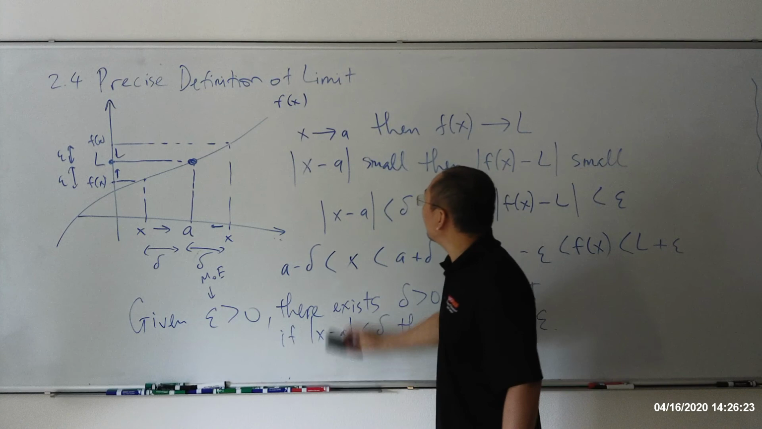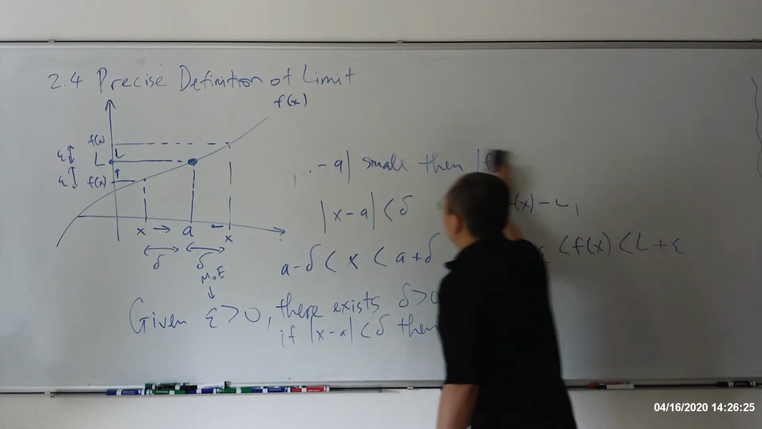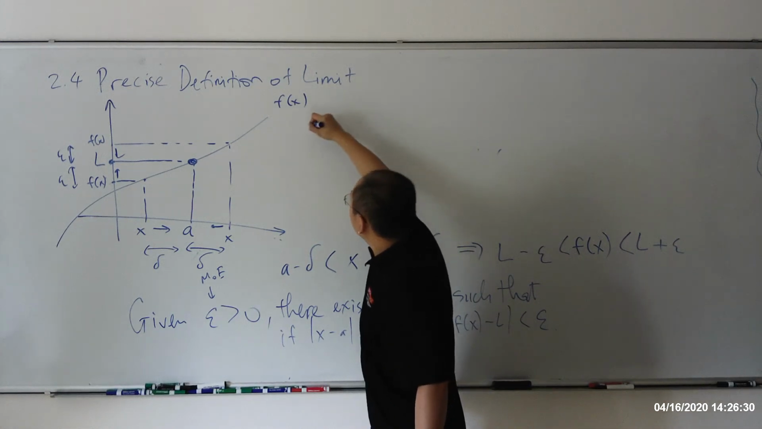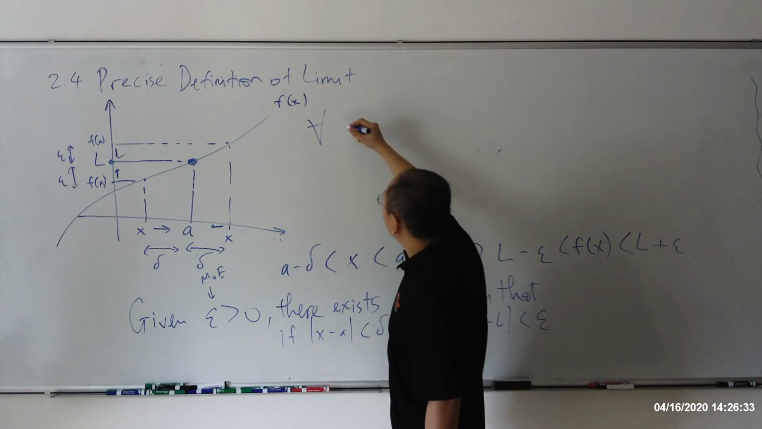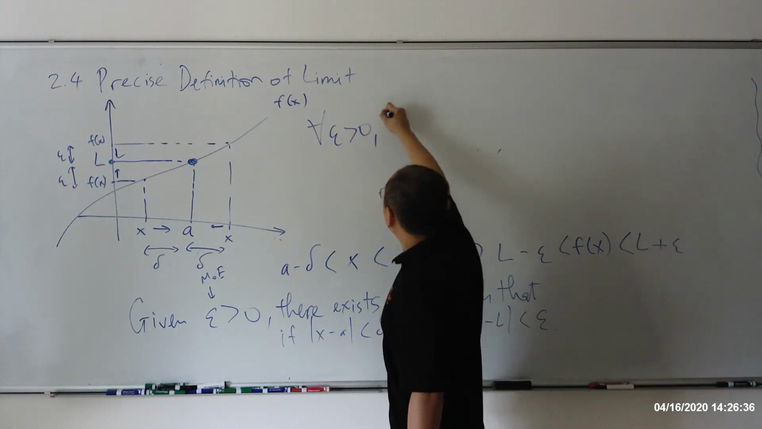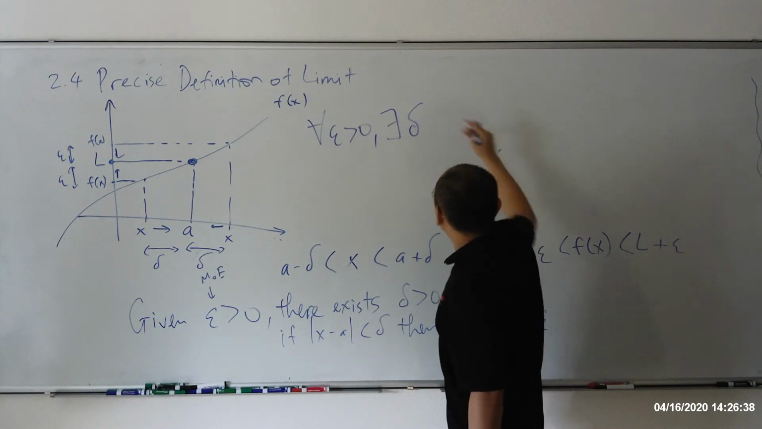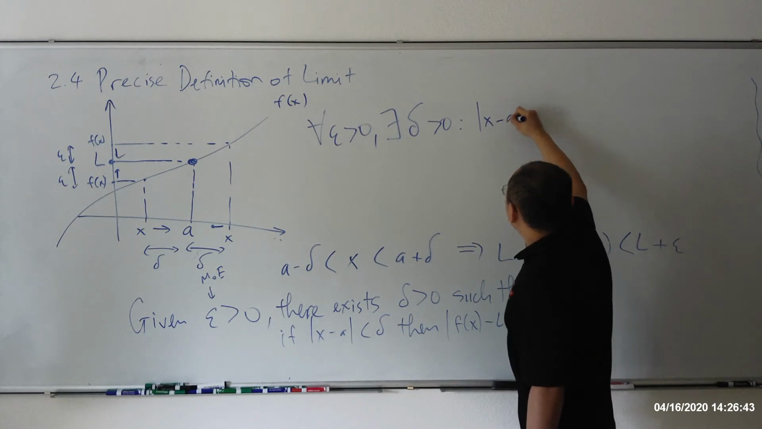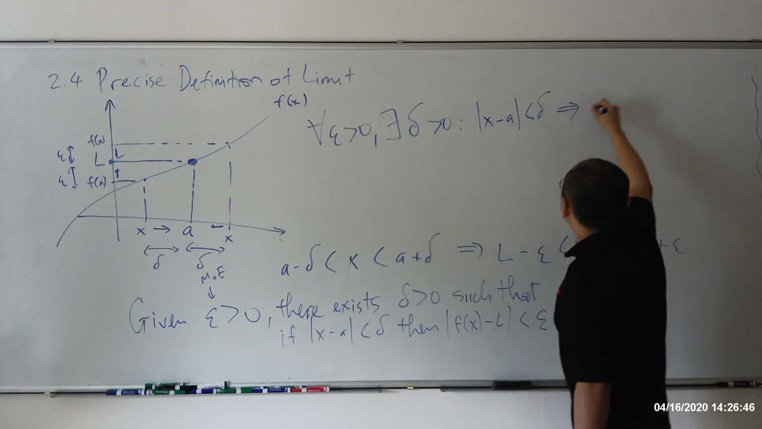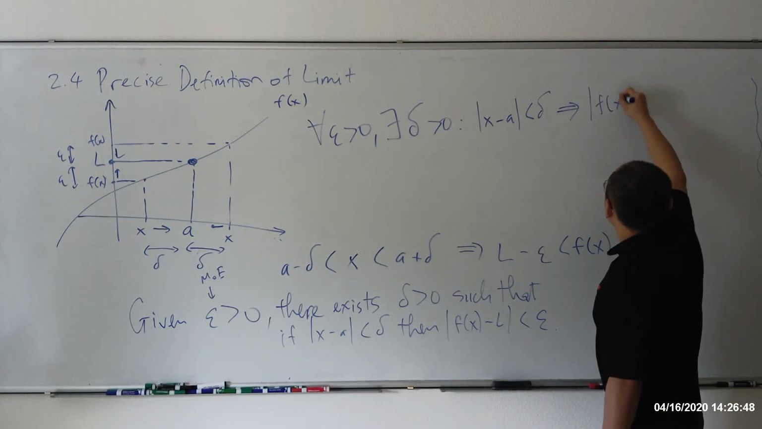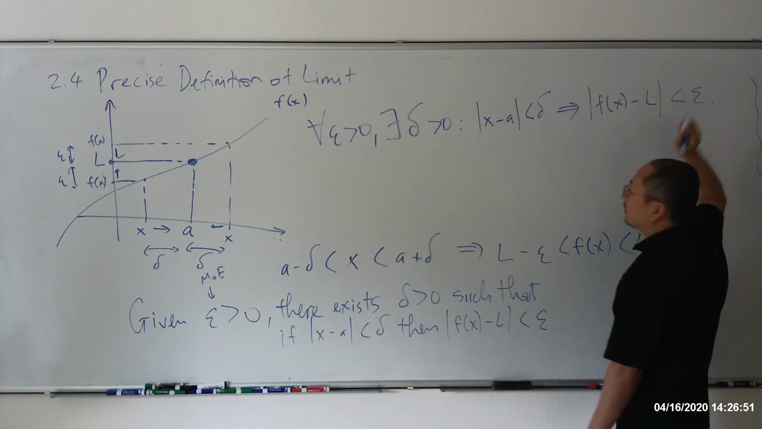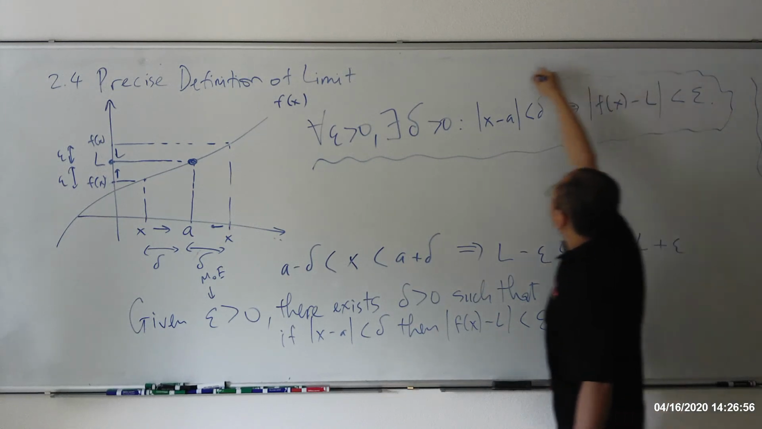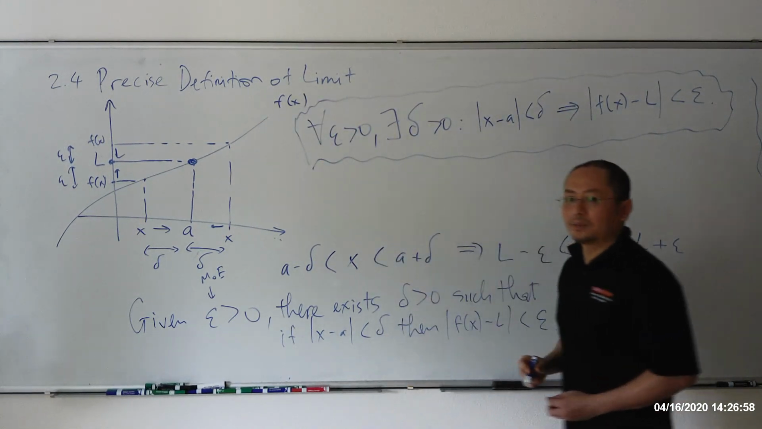A more formal way of writing this, I'm going to use all math notation, just in case you guys are interested in. This notation means for all. For any epsilon positive, there exists a number delta positive such that if the absolute value of x minus a is less than delta, then for sure I will have the absolute value of f of x minus L is less than epsilon. And this is the formal definition of the limit using epsilon delta language.